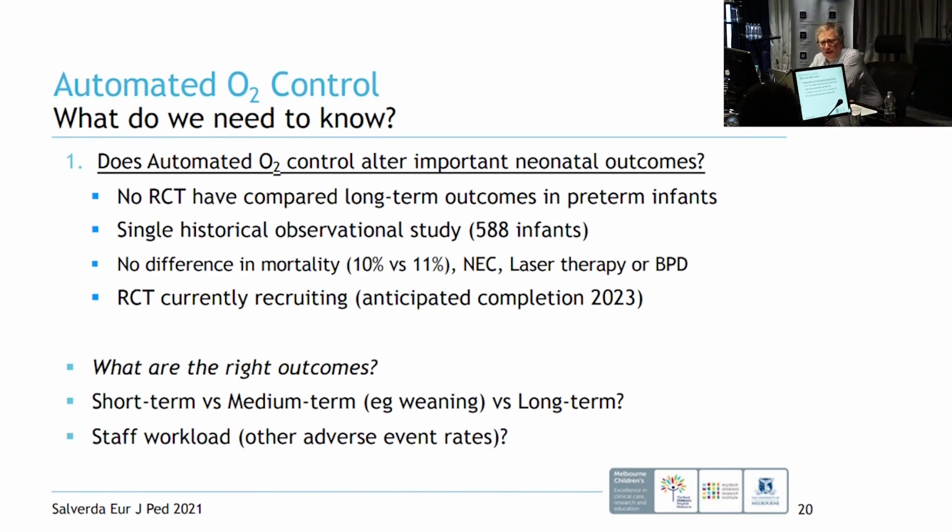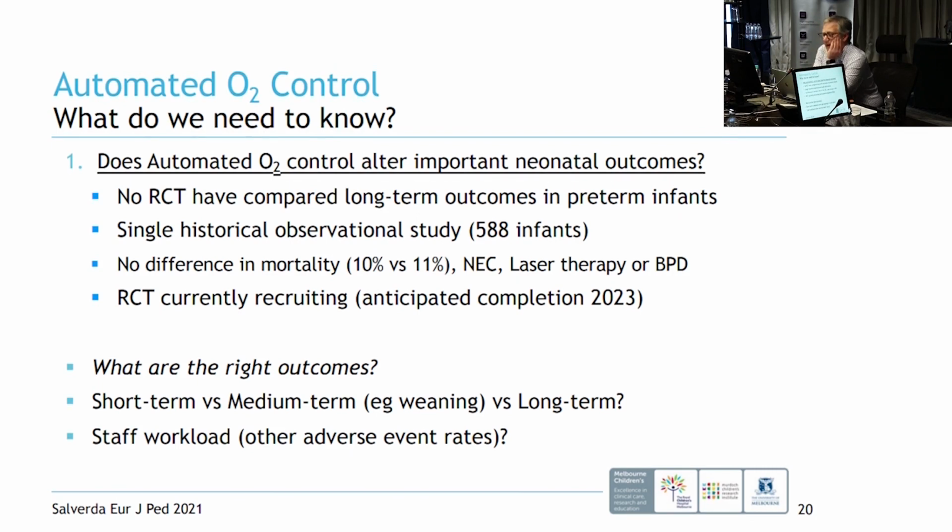What we want to know is it's safe. If it improves death or BPD, that's fantastic. If it has no difference, that's potentially also fantastic, because it means it's not dangerous to use. All of the clinical data so far is short-term, percentage of time hypoxic. So if we see a difference in long-term measures like BPD, then it's got to be because we're altering the percentage time of hypoxia and hyperoxia. But if we don't see a difference, then there might be something else. And maybe the right clinical outcome is actually staff workload.